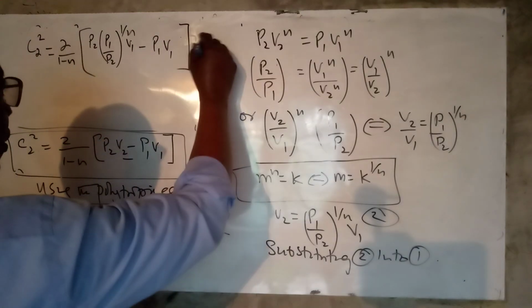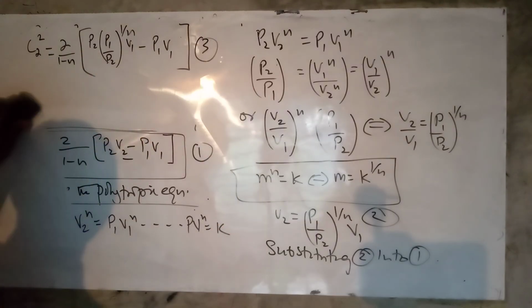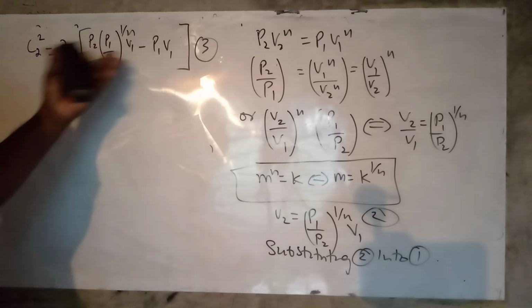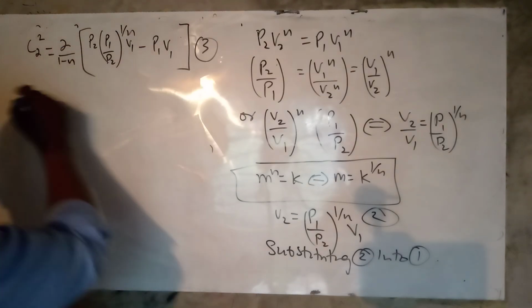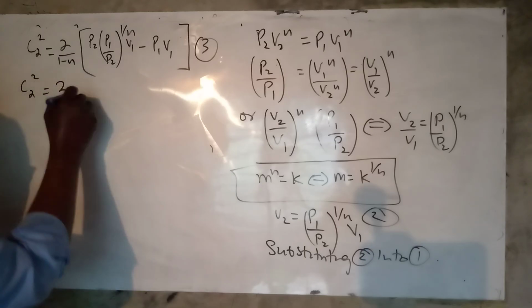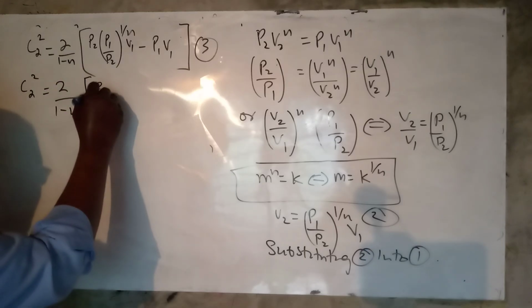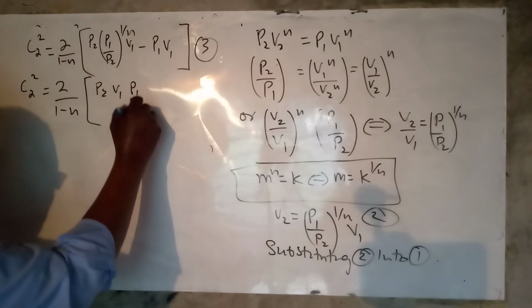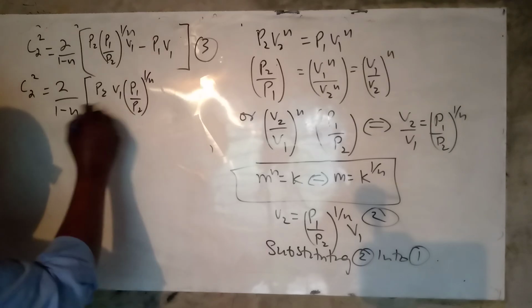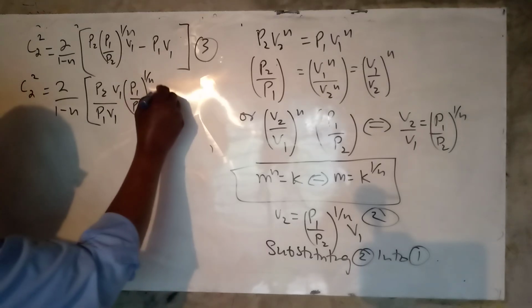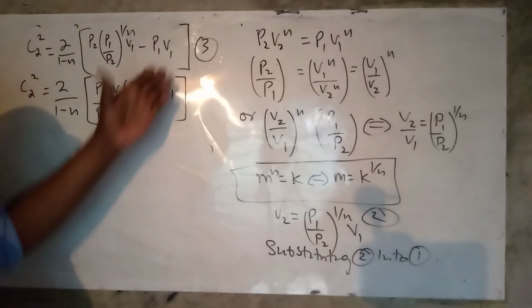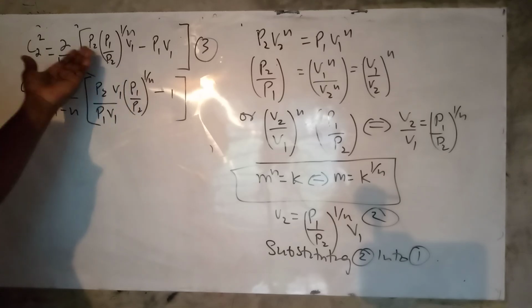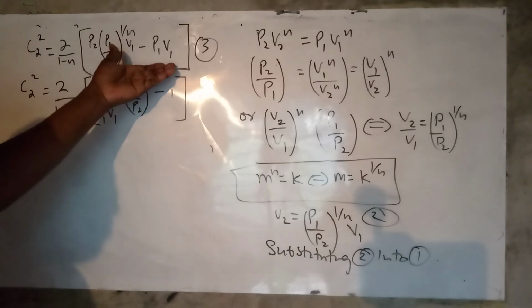So let's call that expression number 3. If we simplify this particular expression further, we can divide the quantities in the bracket by P1, V1, so that we make our lives easy. That will be 2 into 1 minus n into P2, V1, P1 over P2, 1 over n divided by P1, V1 minus 1. We have just divided the quantity in the bracket by P1, V1, as P1, V1 is 1.